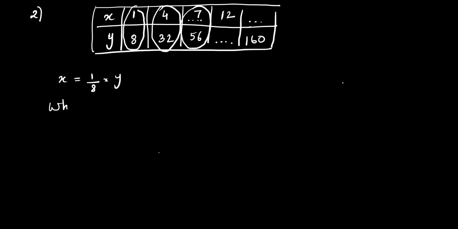Sir, when x is 12, x is equal to 1 upon 8 into y. We have to use this equation. So what do we write in the next step? x we know already, 12. x is equal to 1 upon 8 into... do we know y? No, sir, so I'll leave it as y.